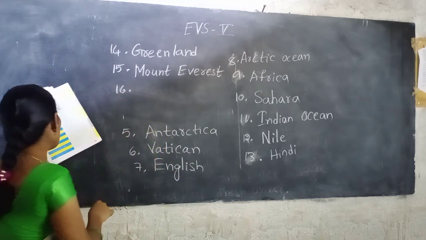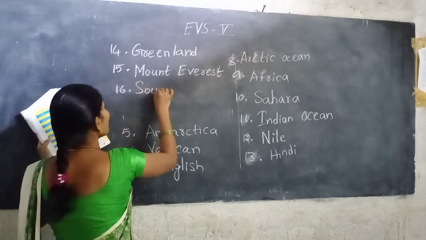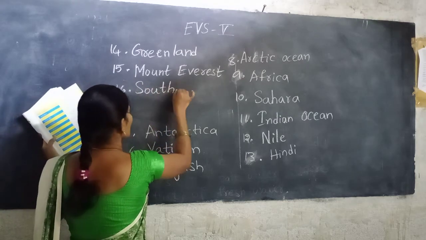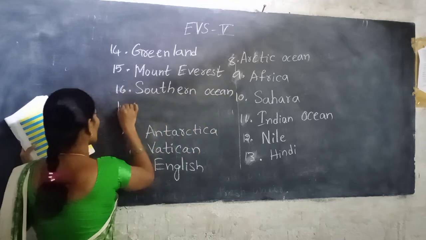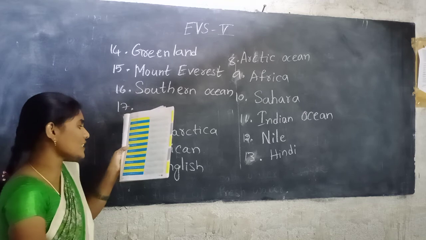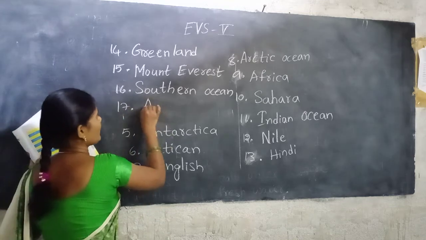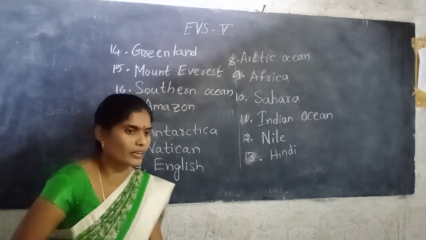Next, the coldest ocean is Southern Ocean or Antarctic Ocean. Two names are there. The biggest river that carries more water, Amazon. Amazon river carries more water.